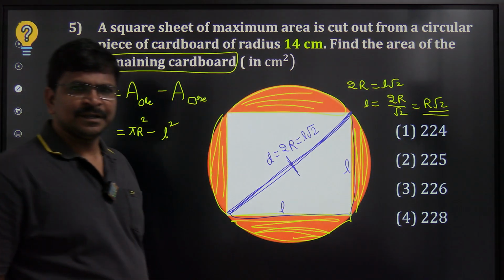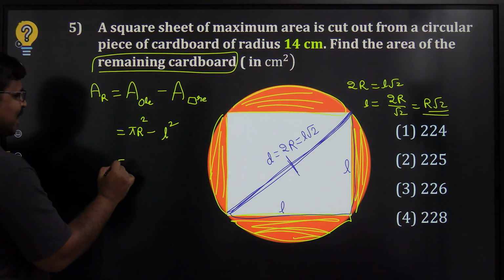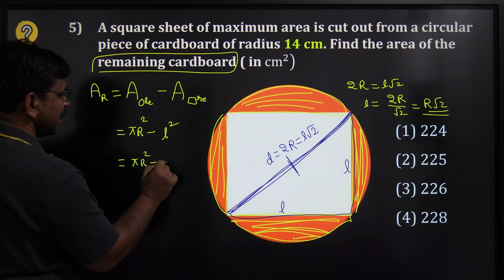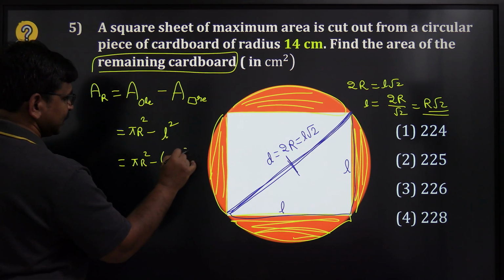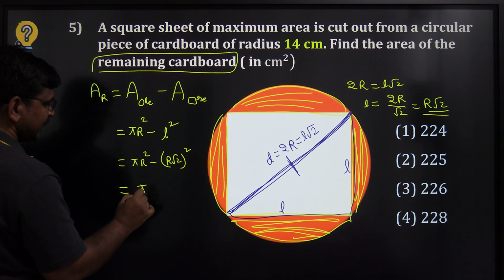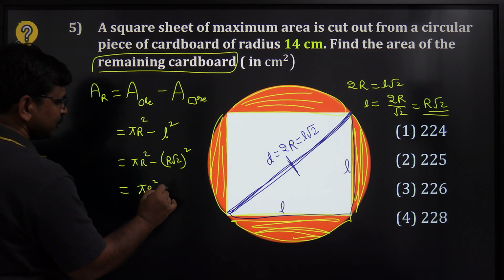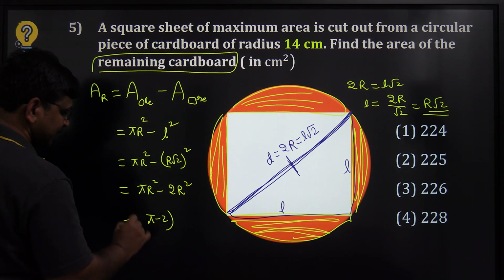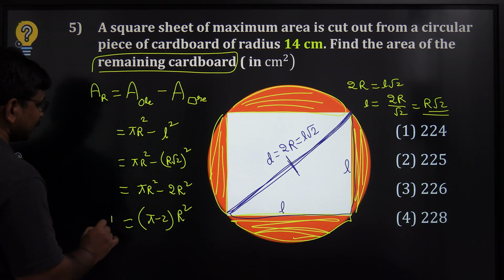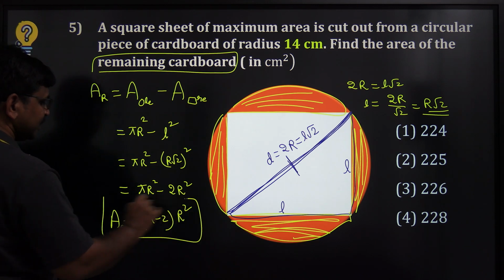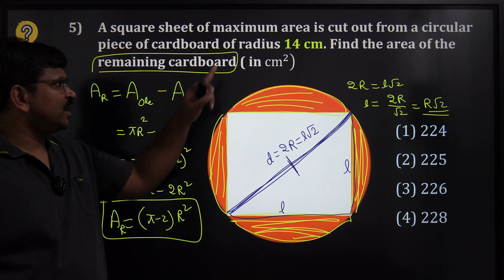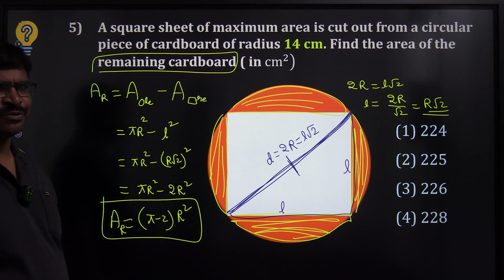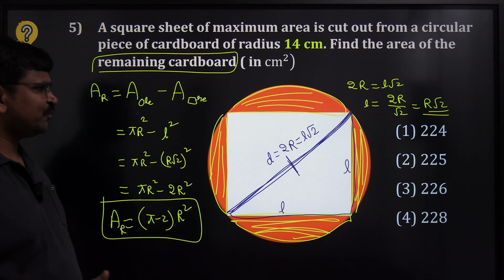Simple. Now, pi r square minus, what is L? R root 2 whole square. So that can be written as pi r square minus 2r square. If you see here, pi minus 2 times r square. This is the area of the remaining. And what is r value? 14 square. And what is pi minus 2 value? That we need to find out.